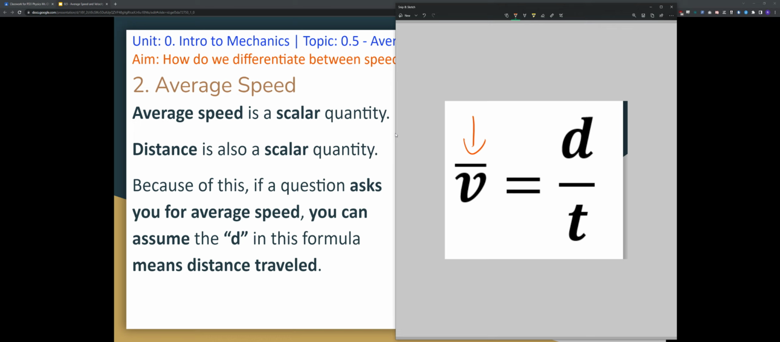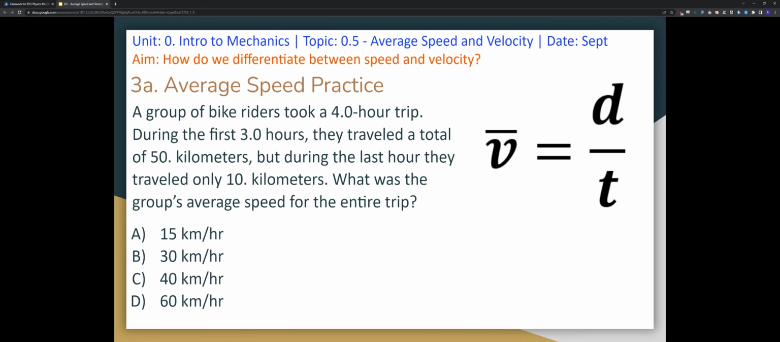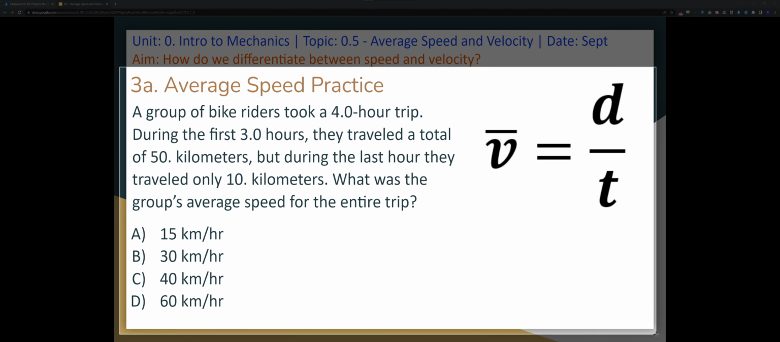So if the question is asking you for average speed, right? Let's say the question wants you to find the average speed. Since speed is a scalar quantity, then D must also be a scalar quantity. And the scalar version of D is distance. So whenever your question is asking you to solve for your average speed, then this D here means distance. That's something very important. And so let's solve for this question right here.